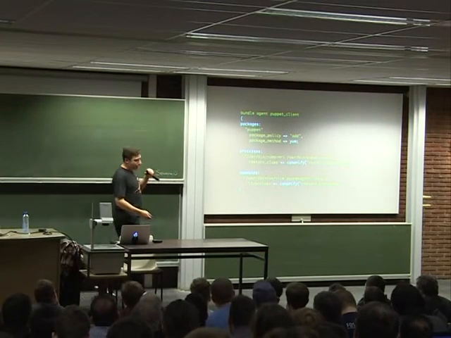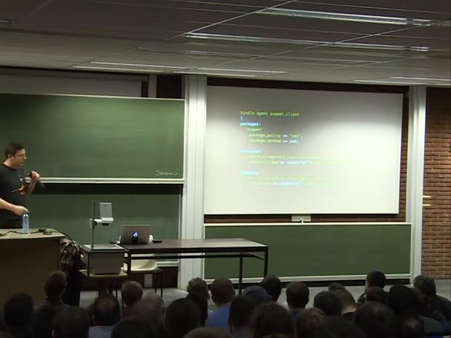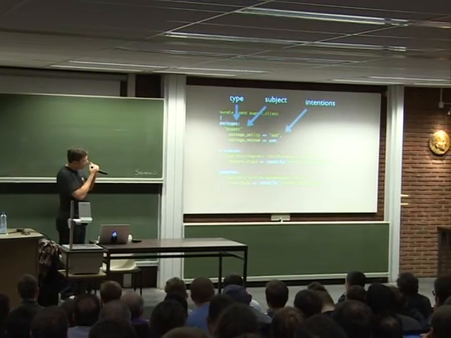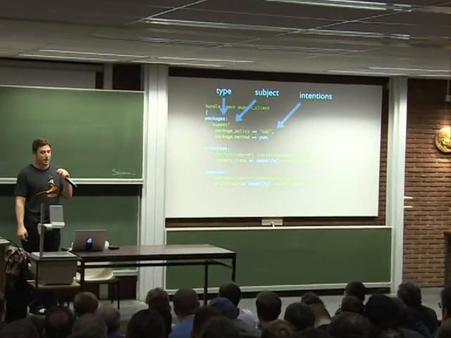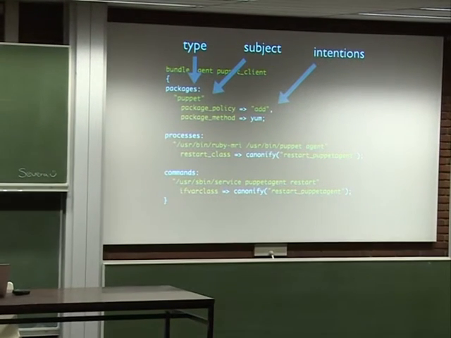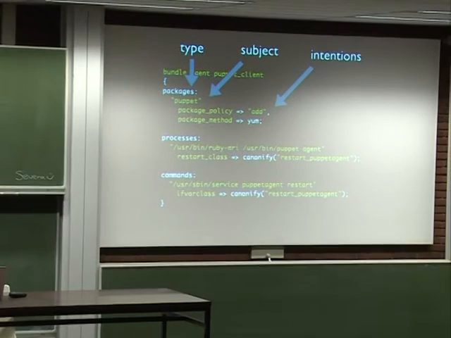So here we go. Little CFEngine policy here. I'm going to install Puppet with CFEngine. But we can actually look at them and see that indeed we have a type, subject, and then a number of intentions that this package type, this autonomous agent that knows how to repair packages, can intend to do.